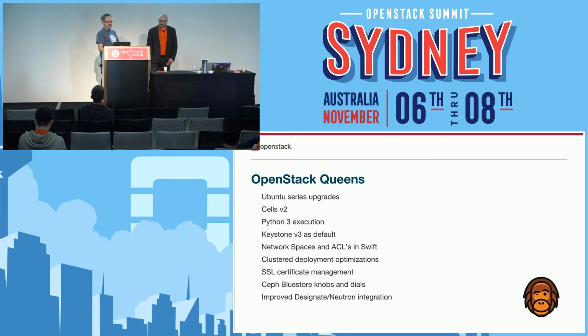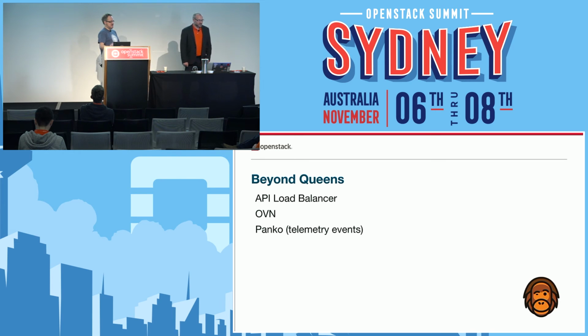Couple minutes left. Okay. Future stuff, so beyond Queens, we've got some work that we might do on refactoring our load balancer architecture, support for OVN, which is part of the Open vSwitch project, and Panko for telemetry events. And I'm sure there'll be other things, but that's the current shortlist.